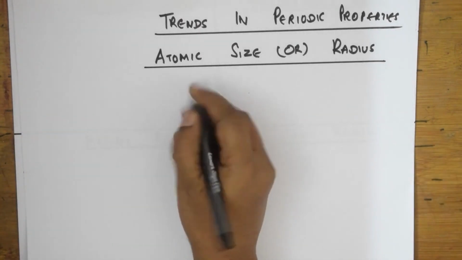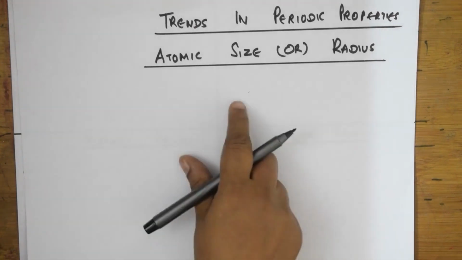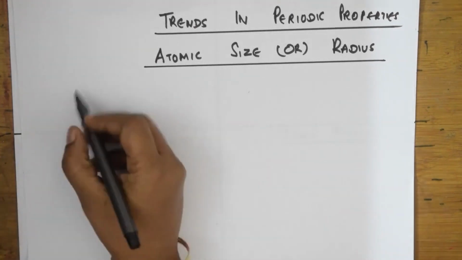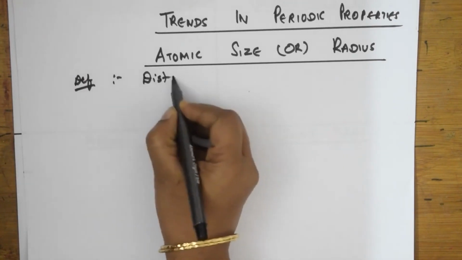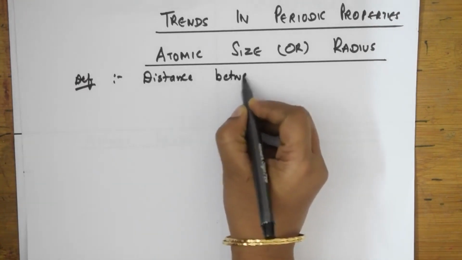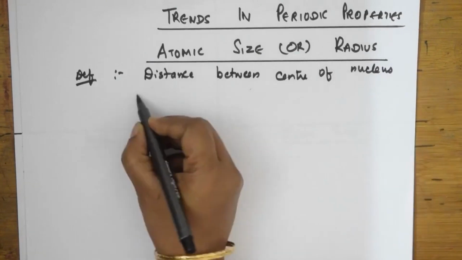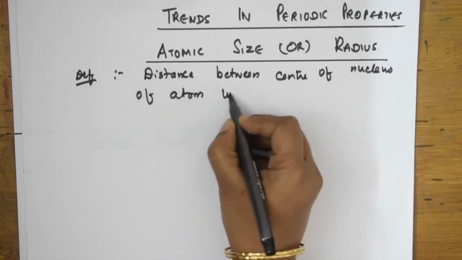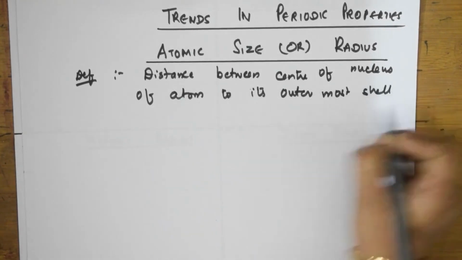So, the first trend which you should study is atomic size and radius. I've already given the tricks on how to go about the questions in atomic size. Watch the earlier video, that is inorganic series 2. Now, first of all, whenever I have to define atomic radius, what is that? If I have to write the definition, it is the distance between the center of the nucleus of an atom to its outermost shell of electrons.